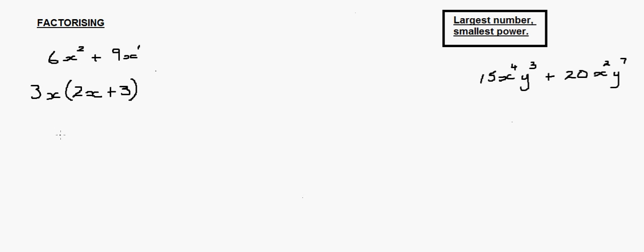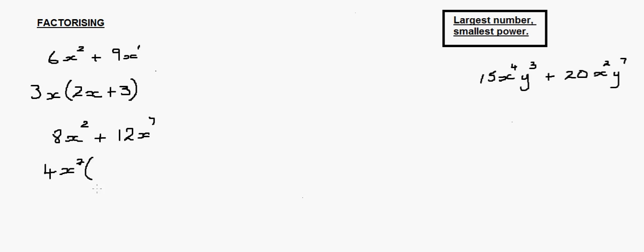So let's rack it up a little bit. Let's say we've got 8x squared plus 12x to the power of 7. We don't panic about this, we just know what it is. Remember, largest number, smallest power. I know 2 will go into 8 and 12, but that's not the biggest number, because we've not factorised it thoroughly. 4 will go into 8 and 12, so 4 will come out. My lowest power of x is x squared, because x to the power of 7 is a much bigger number. So x squared comes out.